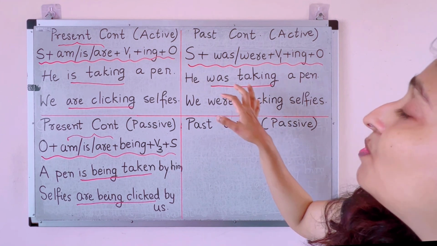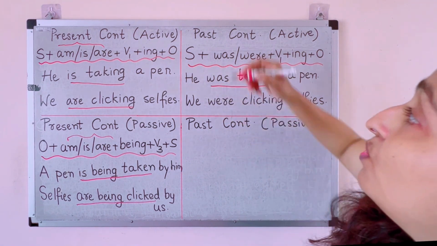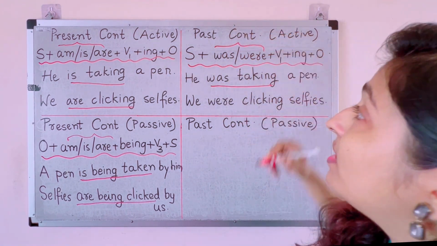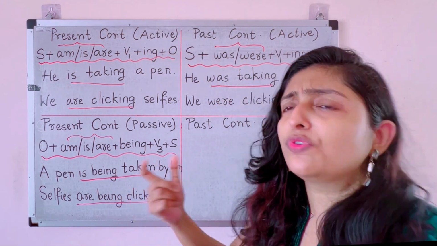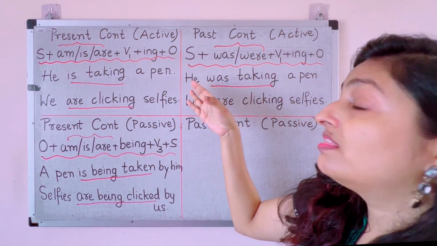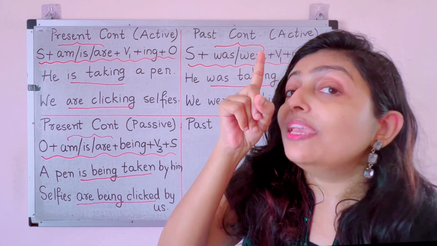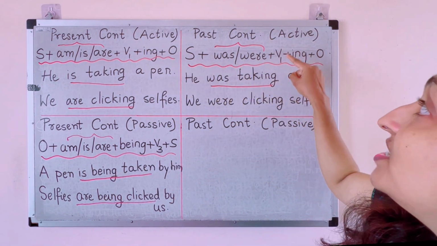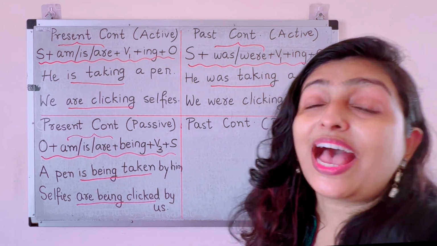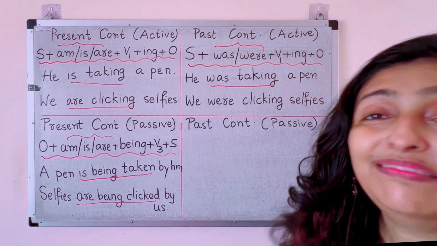Okay, so was. You have to choose one auxiliary from this. Why have you chosen was? Because the subject is singular. He is a single unit. He was taking, V1 plus ing, taking a pen.